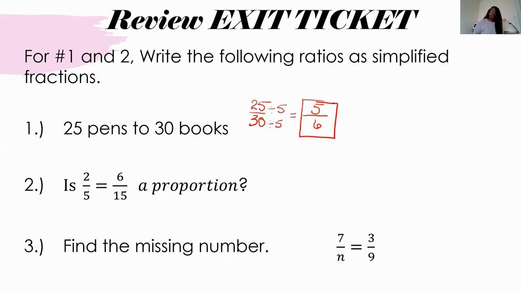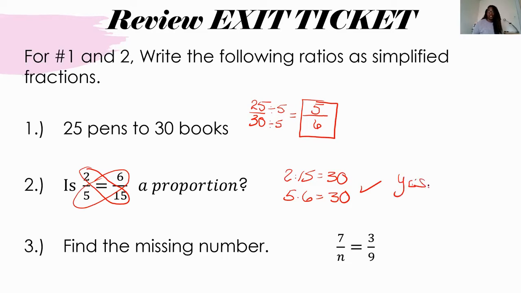Okay? For number two, we're asking: is 2/5 equal to 6/15 a proportion? The only way we can find out is to cross multiply. So I'm going to multiply the 2 and the 15, which gives me 30. Then I'm going to multiply the 5 and the 6, which also gives me 30. Since I get the same answer both ways, those two ratios do make a proportion, okay?